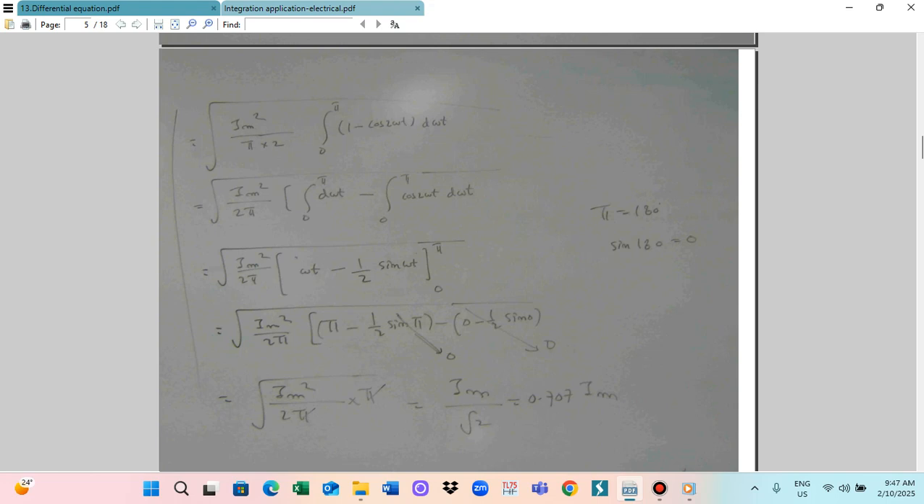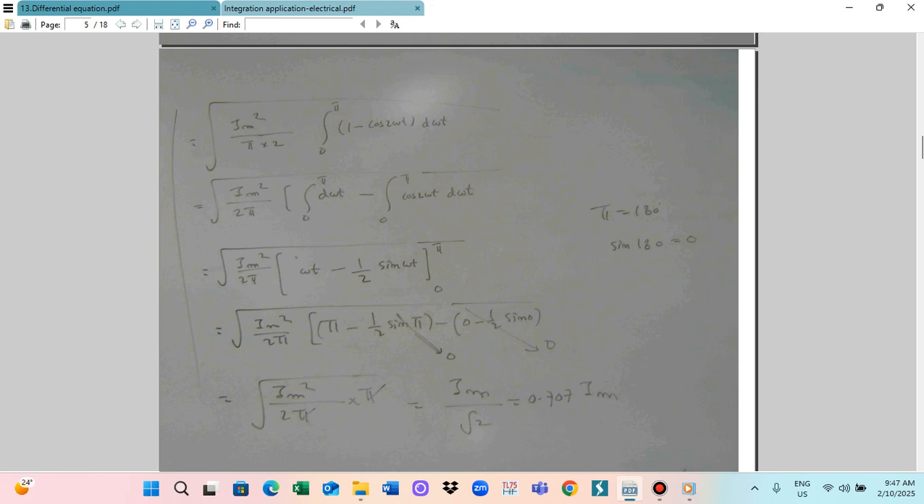Sin 0 is 0, so the whole thing becomes 0. Only the pi is left, because sin 2 pi is also 0. So only this is left: the square root of Im squared divided by 2 pi, into pi. So pi and pi cancel. So this is Im by square root of 2. Im by square root of 2 is 0.707 Im. So this one we got.